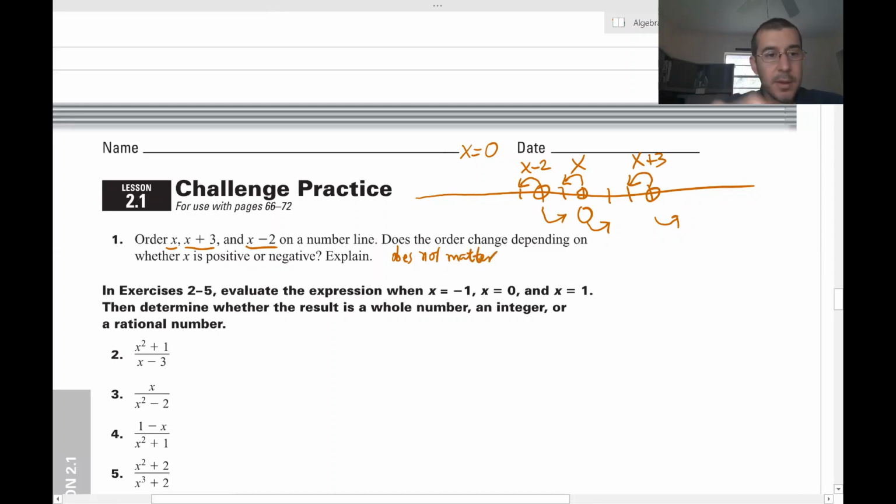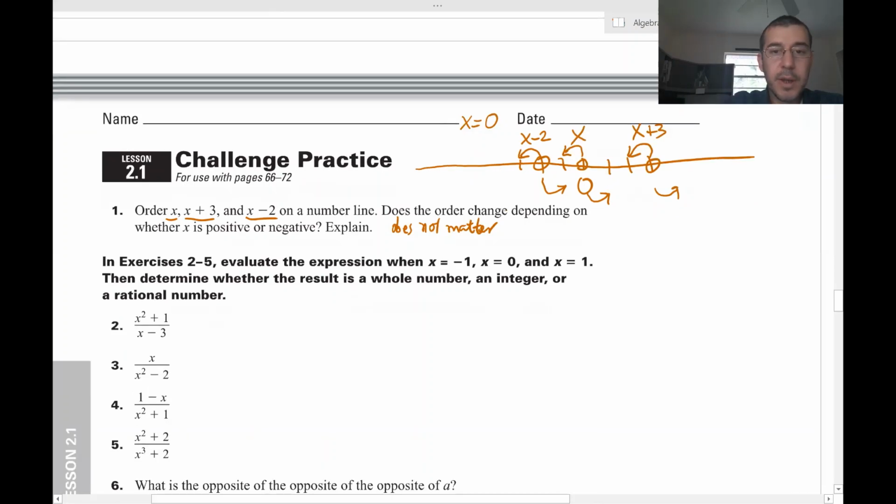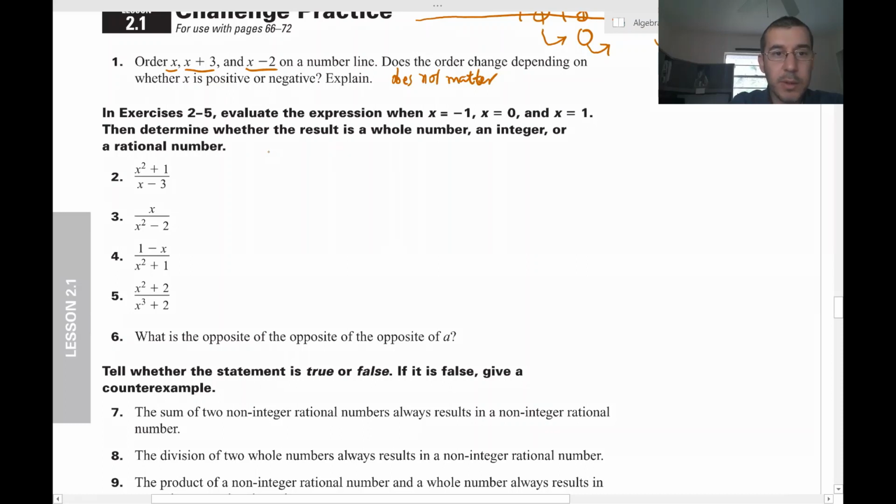Okay. In exercises 2 to 5, evaluate the expression when x equals minus 1. So let's say x is minus 1, and we're going to divide these here, and then x is 0, and then x is 1. Okay. Evaluate the expression when x is minus 1, 0, and 1. Then determine whether the result is a whole number, integer, or rational number. So we have to solve these for these three values, and then for the result we say, is it a whole number, integer, or rational number?